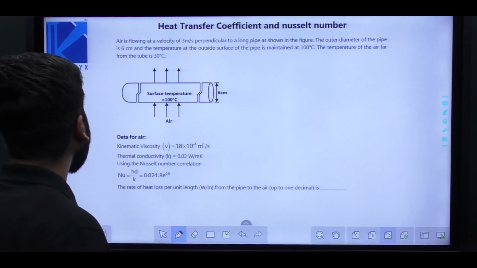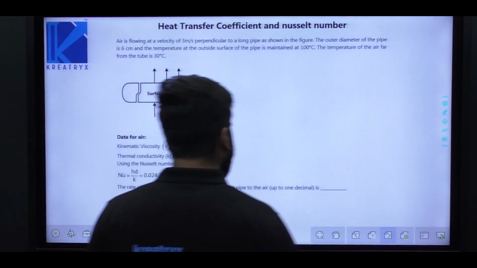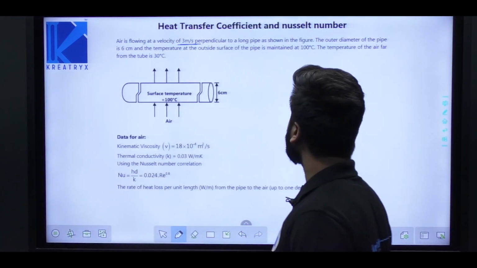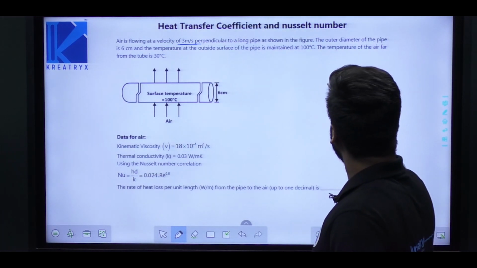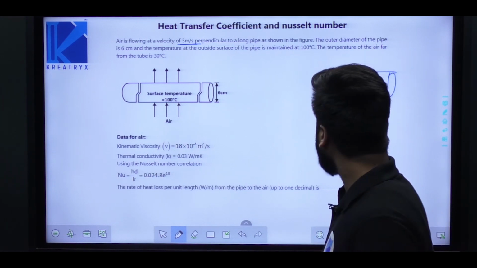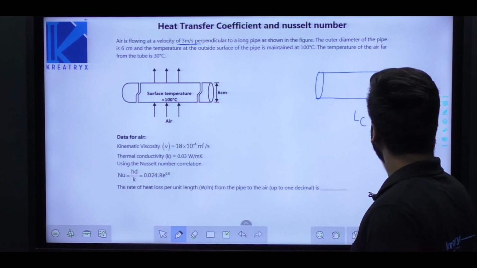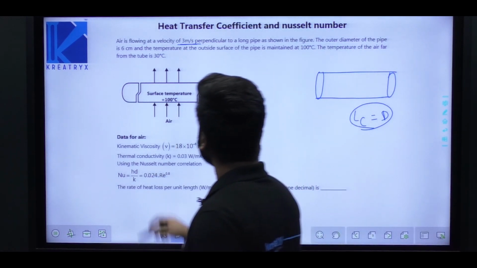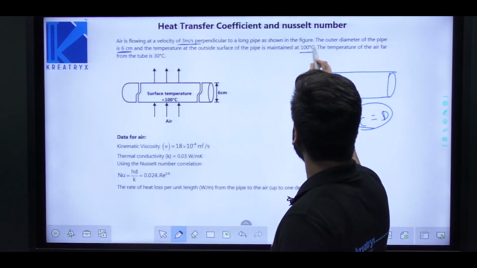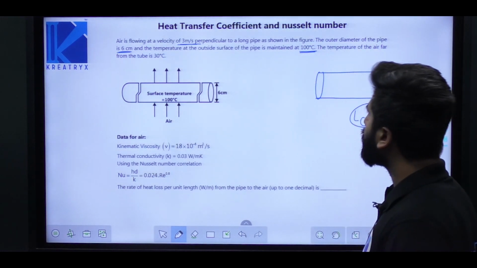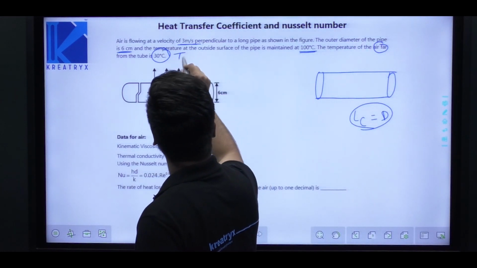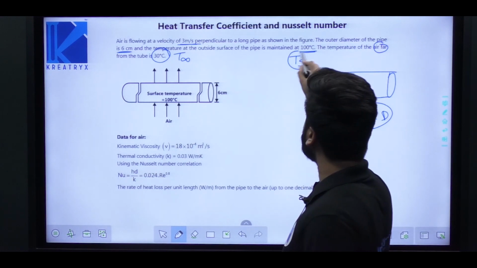Let's read this question. Air is flowing at a velocity of 3 meter per second, perpendicular to a long pipe as shown in the figure. So this is now a case of a horizontal cylinder, and for a horizontal cylinder, the characteristic length is its diameter. The outer diameter of the pipe is 6 centimeter, which will be the characteristic length in this case, and the temperature at the outside surface of the pipe is maintained at 100 degrees Celsius. The temperature of the air far from the tube is 30 degrees Celsius. That is, this is the ambient temperature, T infinity, and this is the surface temperature, 100 degrees Celsius.